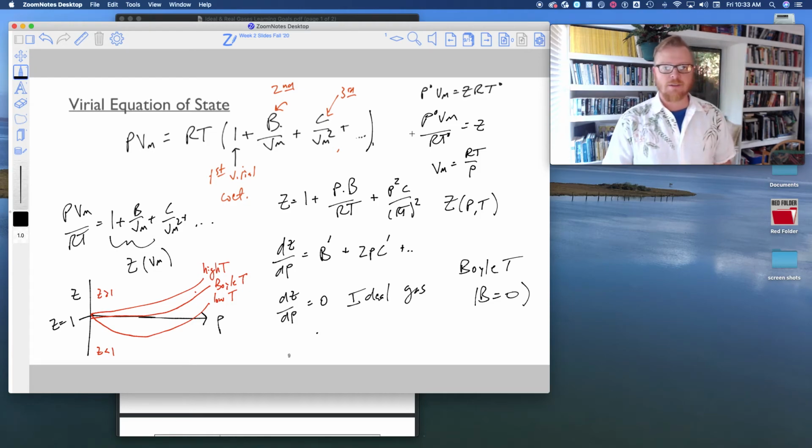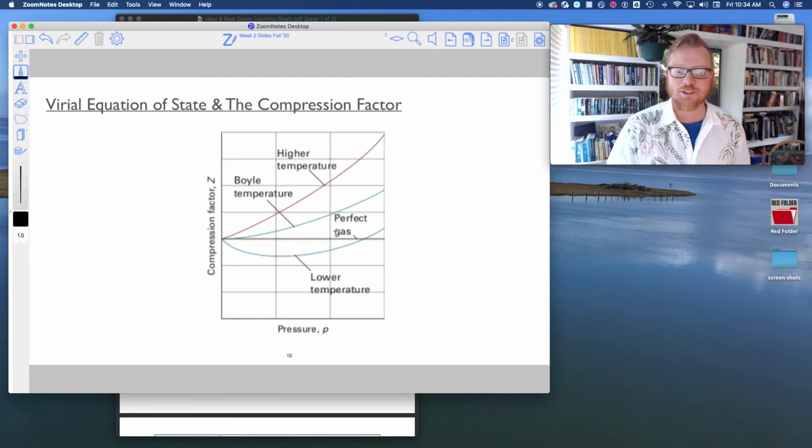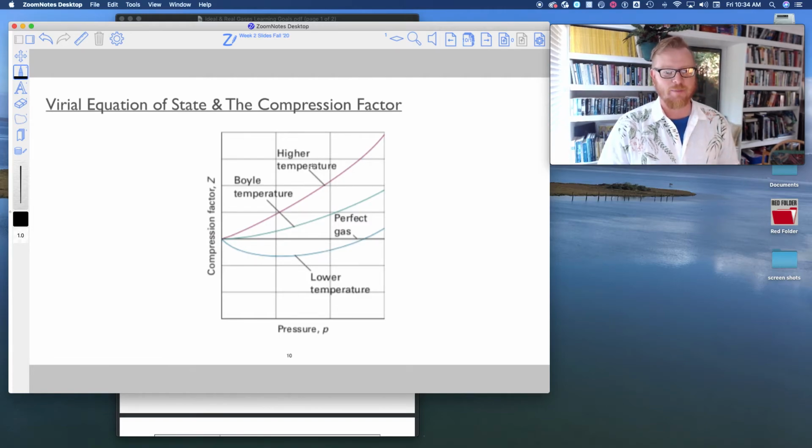So let's keep going, okay? So here is a summary of all that. This is obviously a much better looking graph than what I just drew. The boil temp, some higher temp and some lower temp.